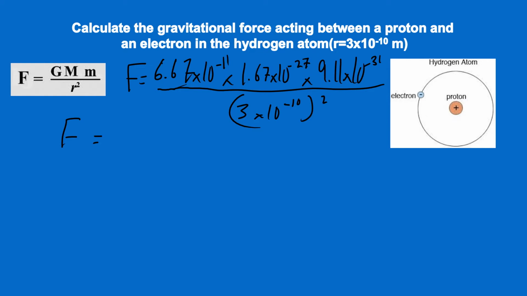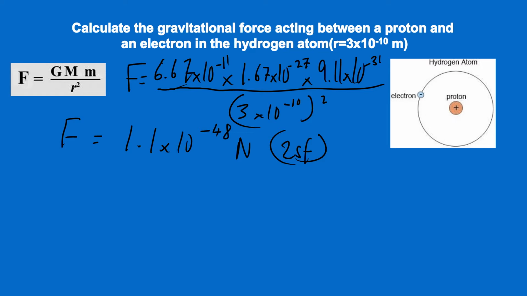So if we do that now, there's a gravitational force to two significant figures of 1.1 times 10 to the minus 48 newtons, which is extremely small. So that's the two significant figures. So that's what we did in gravitational fields, and that's the process.